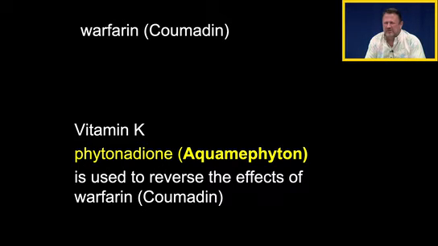Phytonadione, that's its generic name. AquaMEPHYTON, we still use that word, even though the trade name has officially been discontinued. The manufacturer doesn't call it AquaMEPHYTON anymore. But in a clinical setting, that's what we'll call it, and it is just an aqueous solution of vitamin K that we will use to reverse the effects of Coumadin.